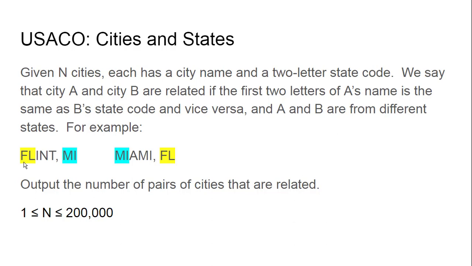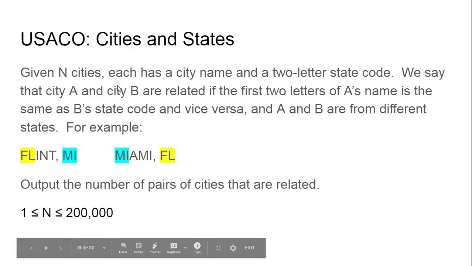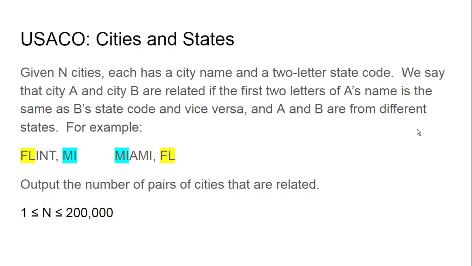Flint, Michigan. So Flint, the first two letters are FL, and this turns out to be the state code of Miami, Florida. And the state code of Flint turns out to be MI, which is the first two letters of the city name Miami. So then this is a pair of related cities. The question asks to output the number of pairs of cities that are related. And n is fairly big, so the number of cities is 200,000.